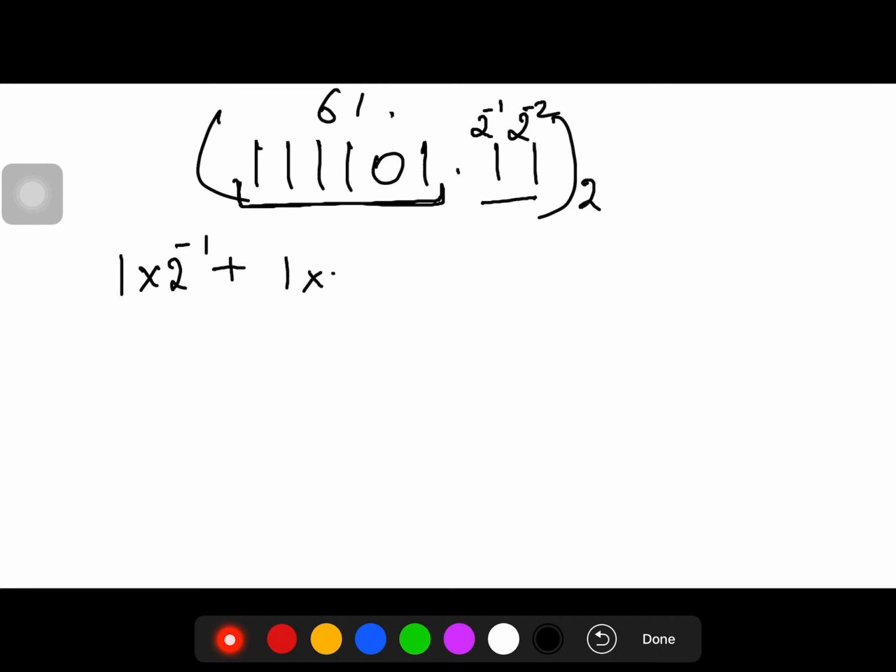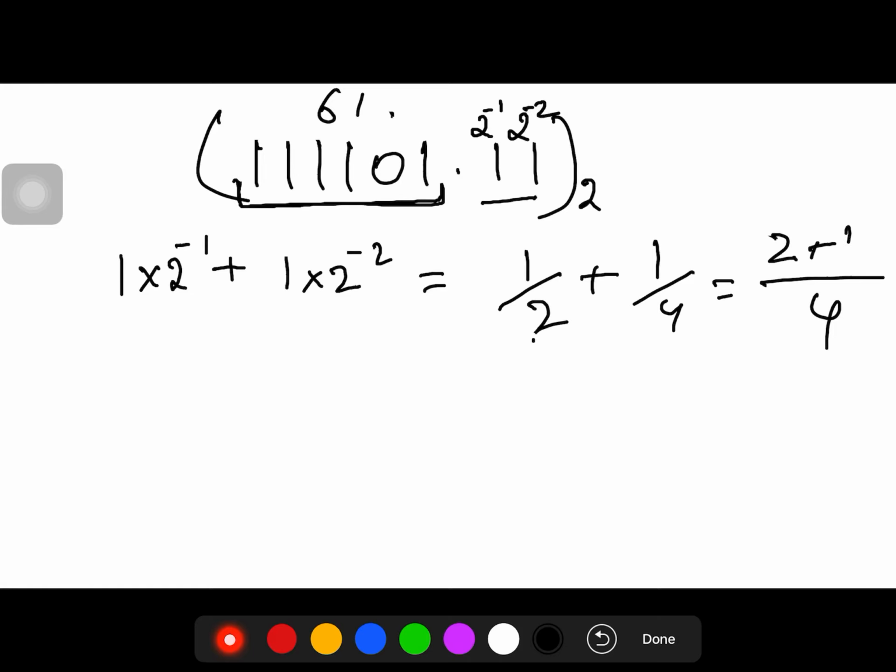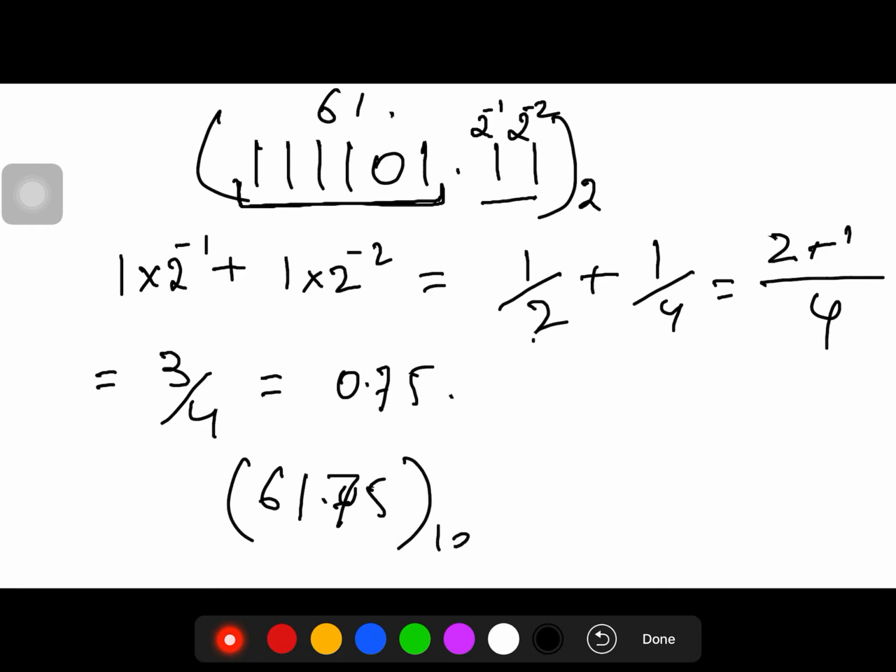What we will get is 1 into 2 raised to the power minus 1 plus 1 into 2 raised to the power minus 2, which is 1 by 2 plus 1 by 4, which is 3 by 4, which is 0.75, and the answer would be 61.75 in decimal. I hope you understood.